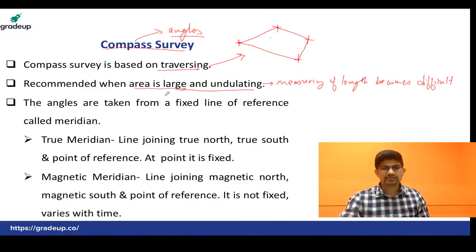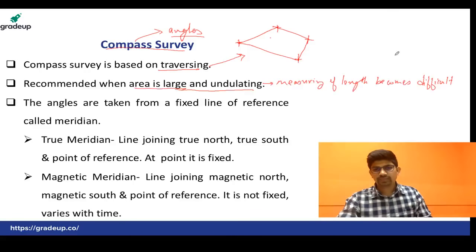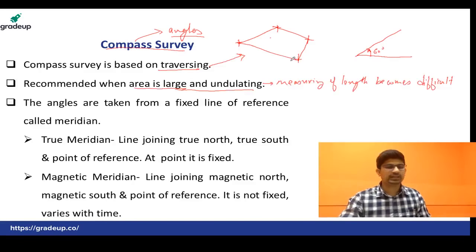Now the angles here are taken from a fixed line of reference. In order to take any angle, let us suppose I say 60 degree with respect to the horizontal. If I only say 60 degree, that really doesn't make any sense. If I am saying there is an angle of 60 degree, we have to know if it is from the horizontal direction or from the vertical direction, because interpretations will be different. So you have to fix a reference for that angle. The angles are taken from a fixed line of reference, and in surveying it is known as meridian.